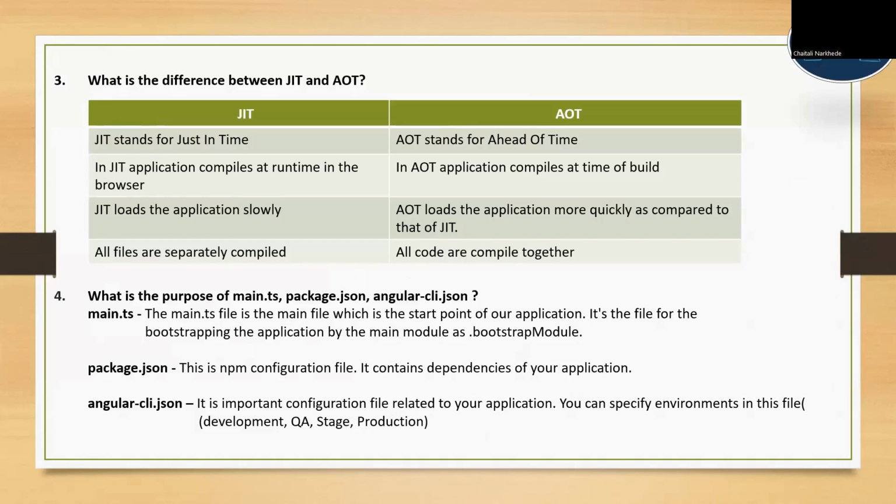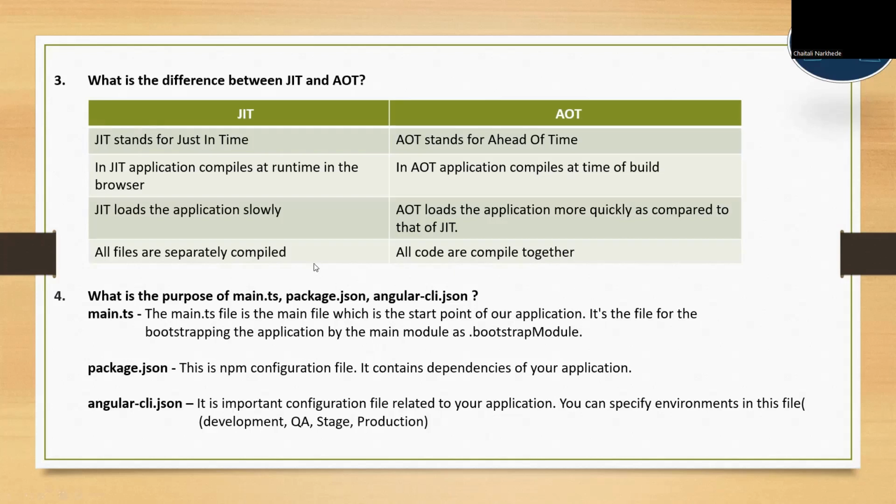In JIT, the application compiles at runtime in the browser, whereas in AOT, the application compiles at the time of build. JIT loads the application slowly, whereas AOT loads the application more quickly as compared to JIT. In JIT, all files are separately compiled, whereas AOT compiles all code together.